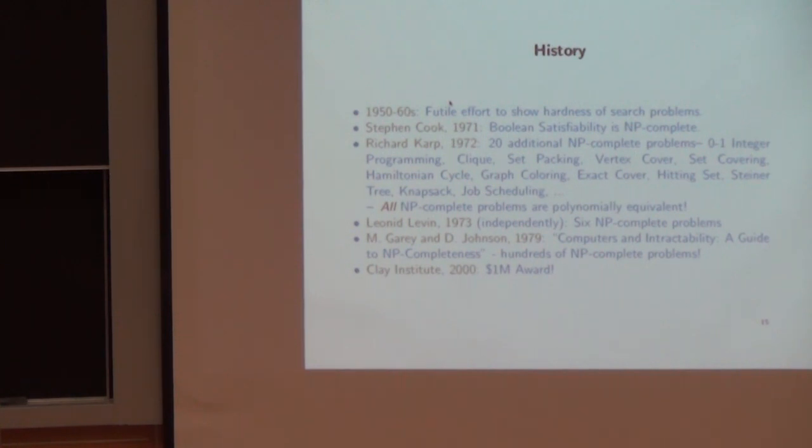Then Karp came up with 20 other NP complete problems. Leonid Levin, independently in the Soviet Union, came up with a paper that did both Cook and Karp in a very short paper. And then there was a famous book, Garey and Johnson, 1979, that kind of popularized the theory, and many people learned the theory from this one. And then, as we said, in 2000, the Clay Institute put an award of $1 million.